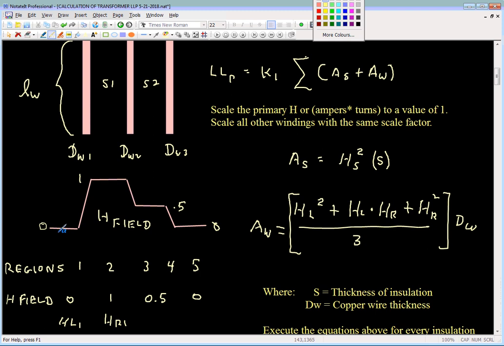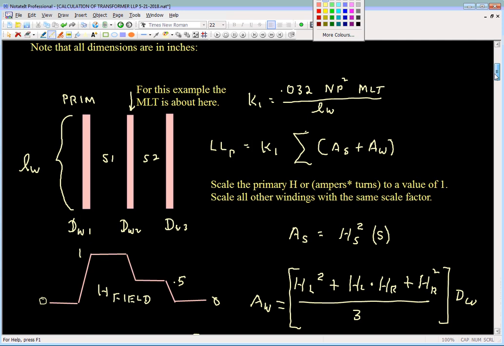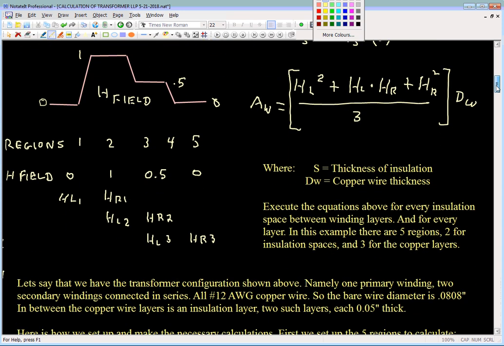That's 0. The magnetic field outside of the tightly coupled windings is always 0, or pretty close to it. There'll be a little bit, of course, because it's not a perfect science. And so we show the H field magnitudes of 1, 0.5, 0, because these turns in the secondary are the same. I think I'll describe that a little bit later.